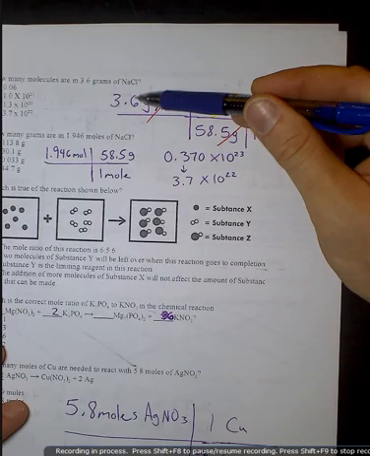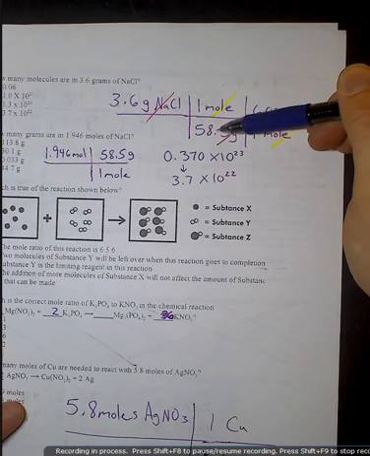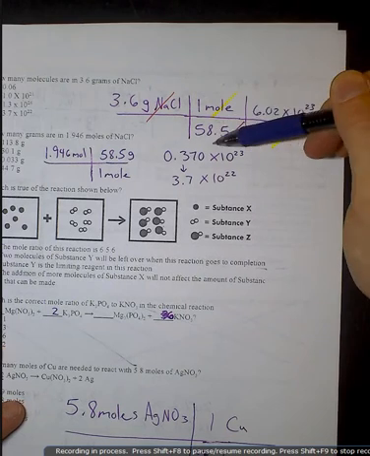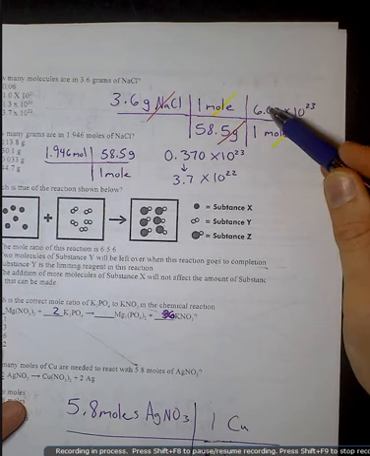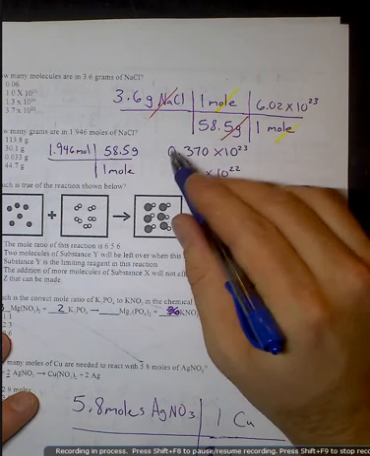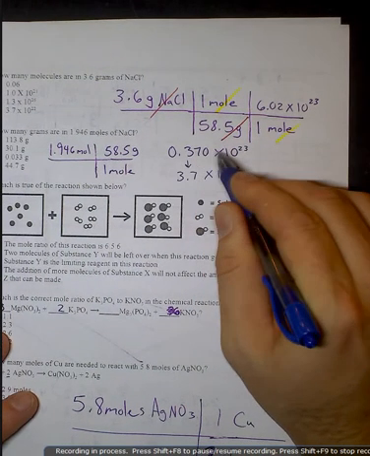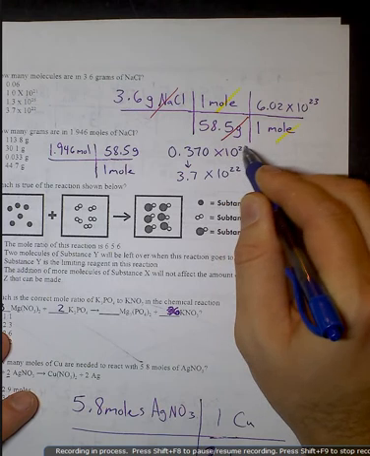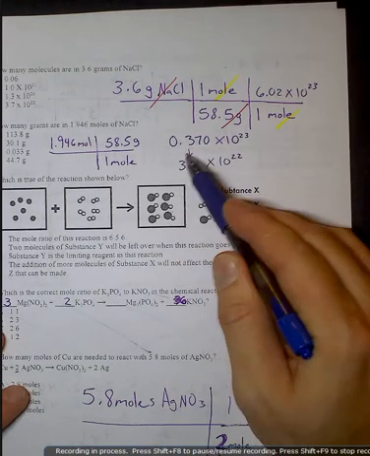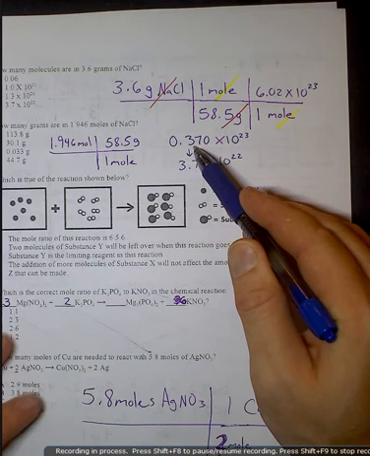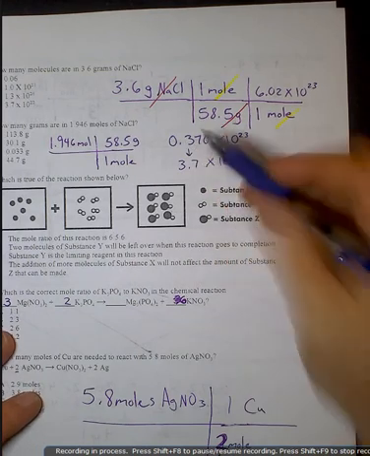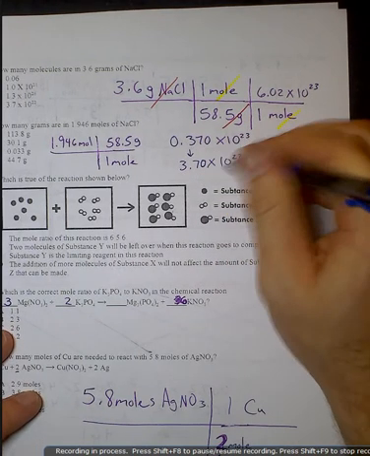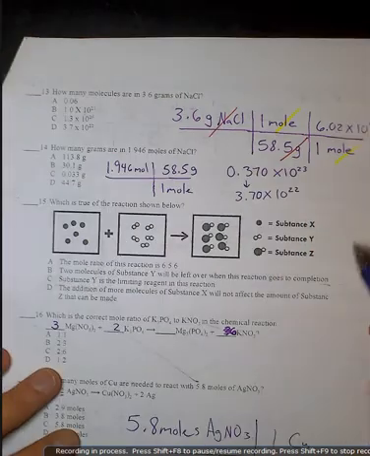3.6 divided by its molar mass, 58.5. We found this on the previous page already. And then we multiply by 6.02. That gets us 0.370 times 10 to the 23rd. Okay? If we move our decimal point over one spot to be in scientific notation, we get 3.70 times 10 to the 22nd. Choose the correct answer.